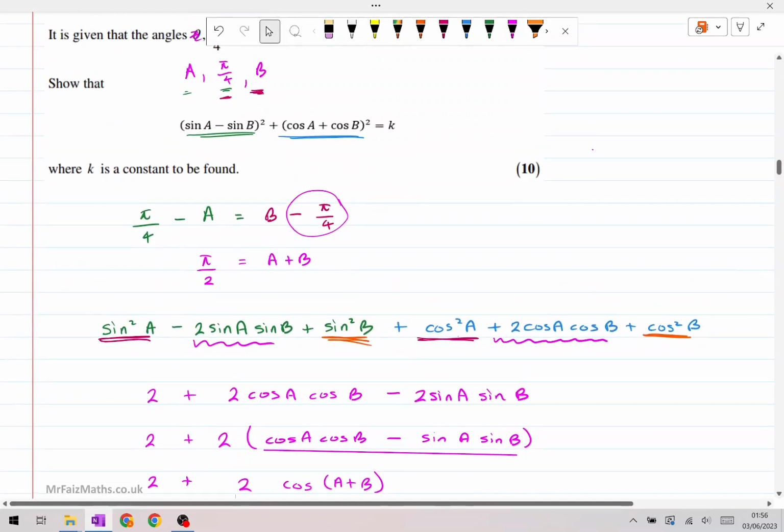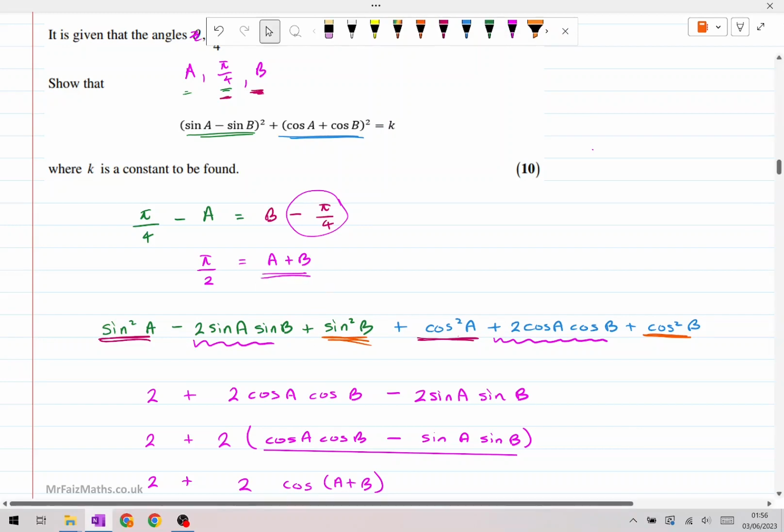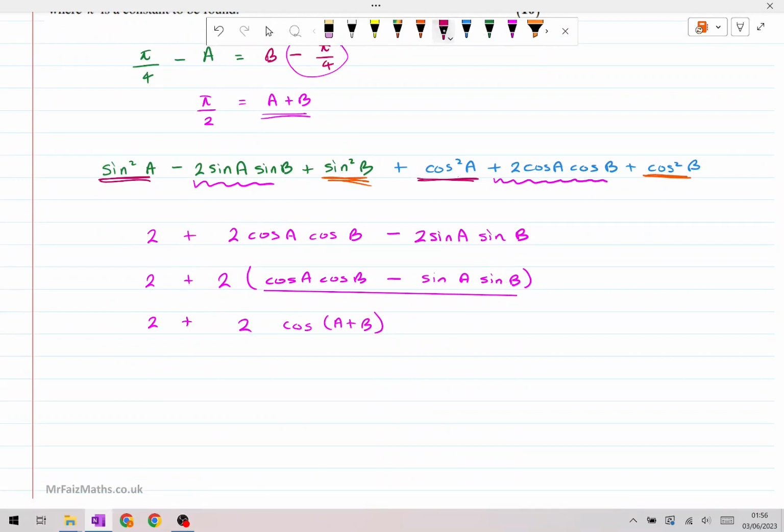Right, so what we are asked to show is that this whole thing just simplifies to one constant k that we are asked to find. Now we showed, using the fact that these three terms are in arithmetic progression, that A plus B is pi over 2. So then we can replace this A plus B here by just pi over 2. So this becomes 2 plus 2 cos pi over 2. If you plug this into a calculator, cos pi over 2 is equal to 0. So this just gives us 2 plus 2 times 0, which is then equal to 2.